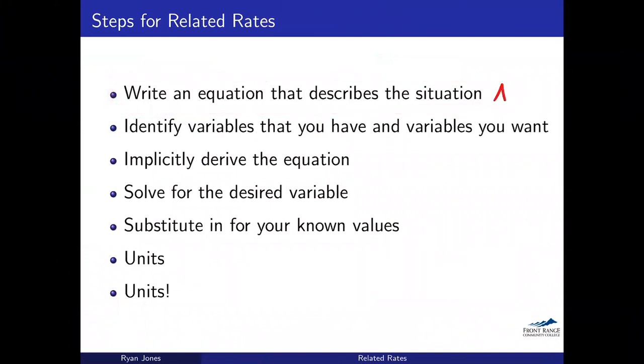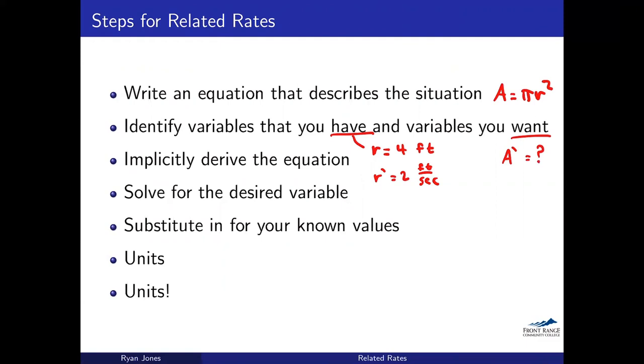On this last problem, we had A equals pi r squared. Next, identify variables that you have and variables that you want. Well, in this last problem, the variables that we had: we were given r is equal to 4 feet, and we were given r prime is equal to 2 feet per second. And then the variable that we wanted, we were looking for A prime. We didn't know what that was. And so right there, I've identified these are the variables I have, these are the variables I want.